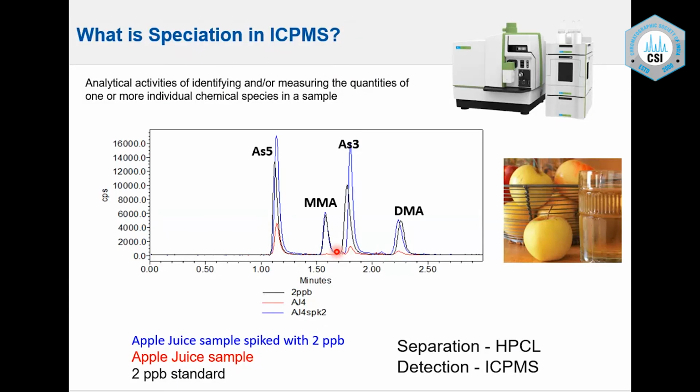You can also do speciation studies. Suppose you want to determine different forms of arsenic, so you can couple ICP-MS with HPLC, where you can use a C18 column or any suitable column, and the separation happens in HPLC, and the separated elements or species get introduced into ICP-MS, and you can see the spectra like this. So this is the organic mercury, organic arsenic, and these are inorganic arsenic. So this kind of speciation you can do in your sample.